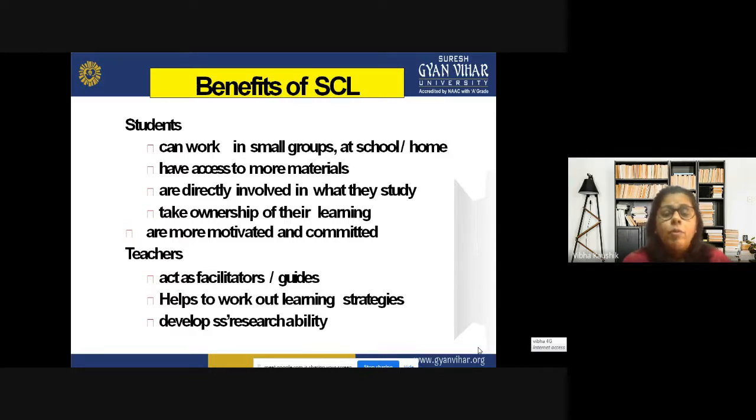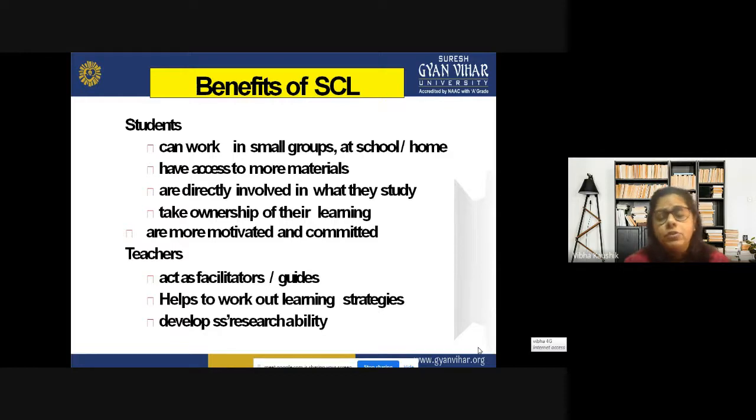Now, benefits for a teacher when the teacher is using a student centered learning approach. The teacher acts as a facilitator or a guide. The teacher's role is just to guide and supervise the learner. The teacher helps to work out learning strategies. What will be the different learning strategies?